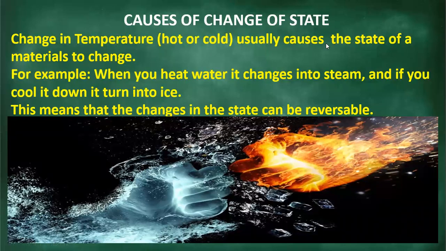Okay, so let's talk about the changes in state. Why do substances change in their state? The primary catalyst and reason why substances change in state is because of heat. If you add heat to a substance, that causes the material to change its state. For example, when you heat water, if you give it enough heat, it changes to a state of steam. And obviously, when you cool it down, it changes to a state of ice, okay?